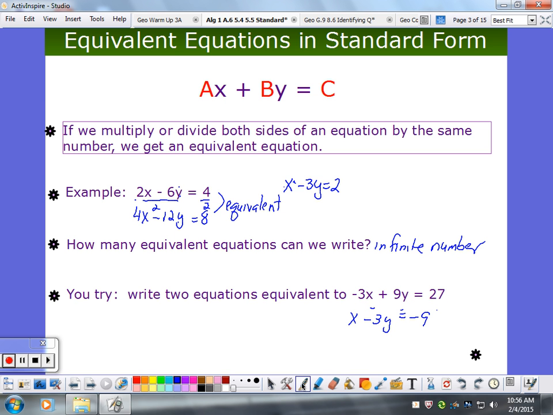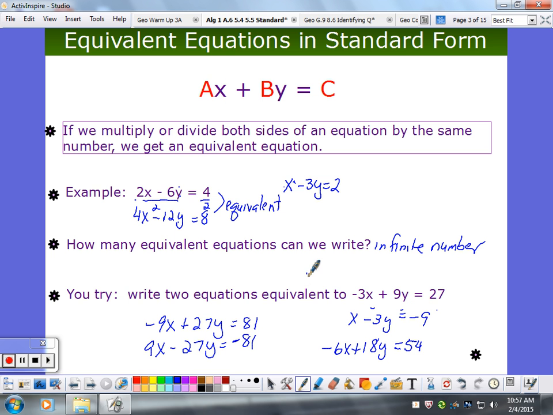Do you have one, Claire? What do you have? And what did you multiply by? 2. Multiply all those things by 2. Do you have another one? Negative 9x plus 27y equals negative 81? Well, how'd you get there? Multiplying by negative 3.